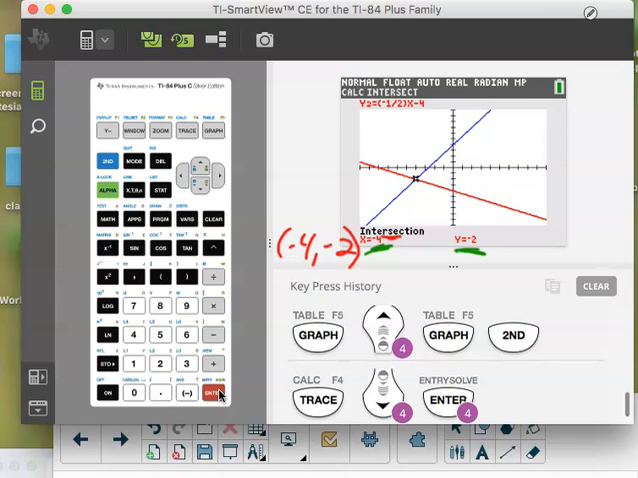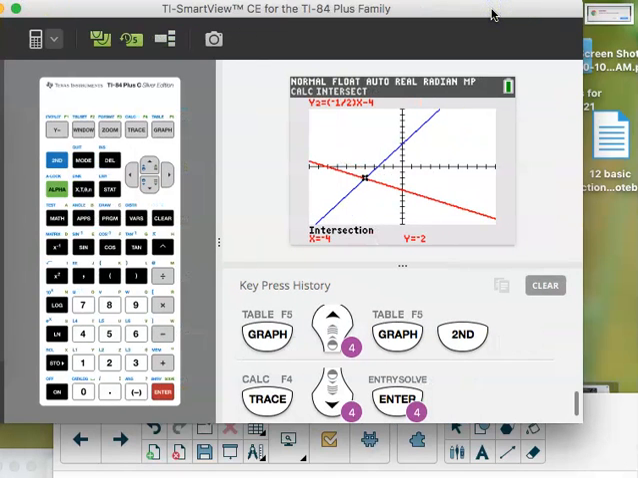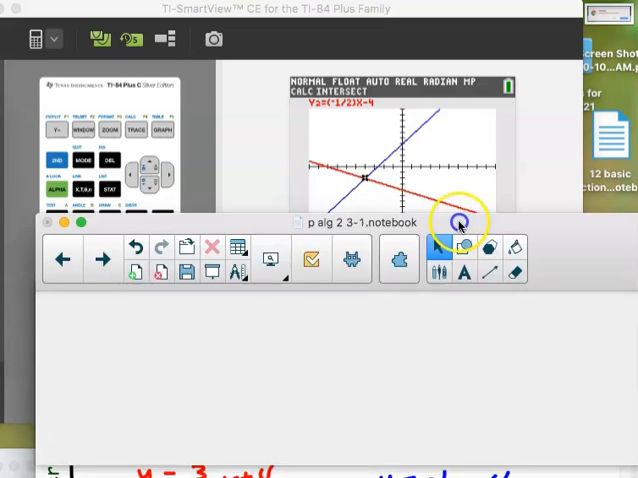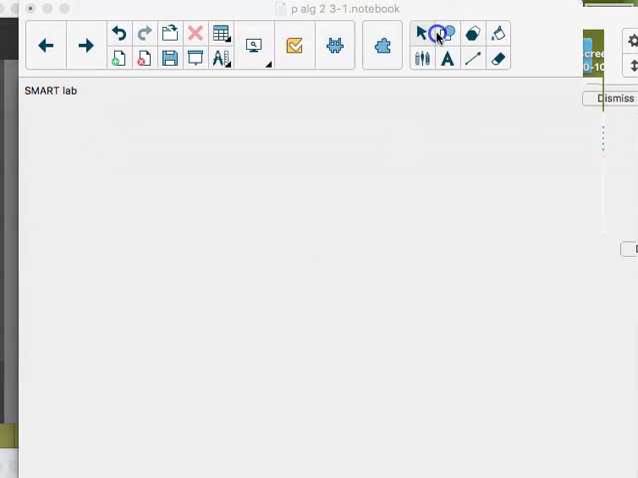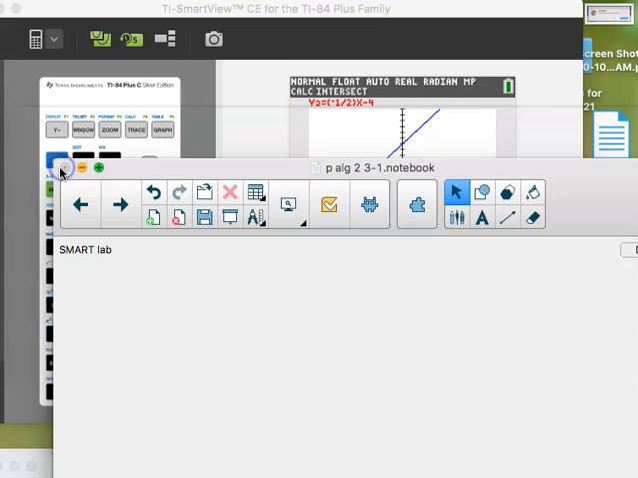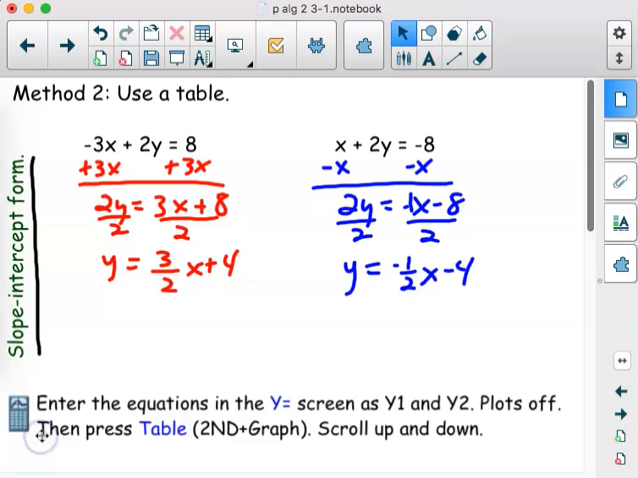Now, you certainly can use the tables if they ask you to use the tables, but this is something that is much more effective when we end up with answers that have fractions or decimals in them. And so I would encourage you to call up Blinky under second trace whenever you want to find those intersections. So, back to your note packet, if I can get it back here.